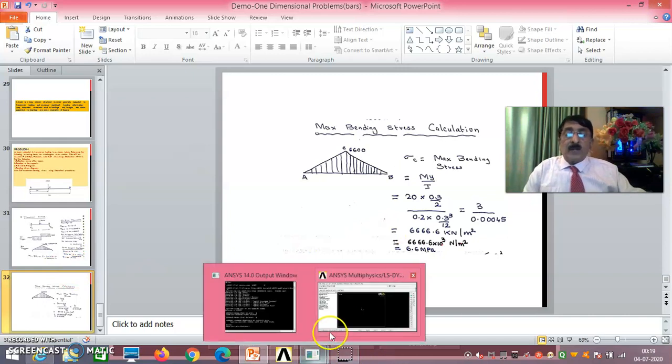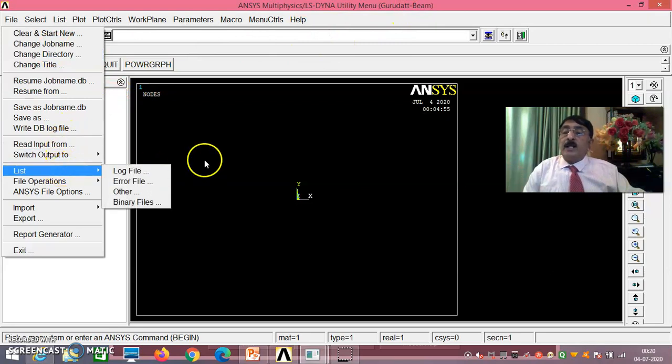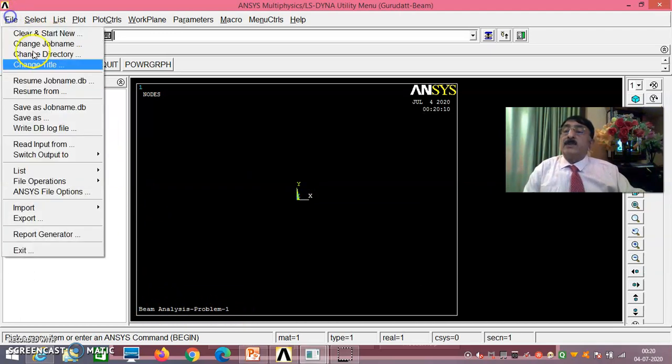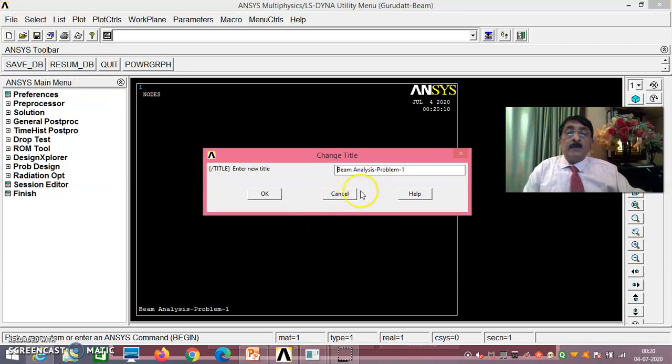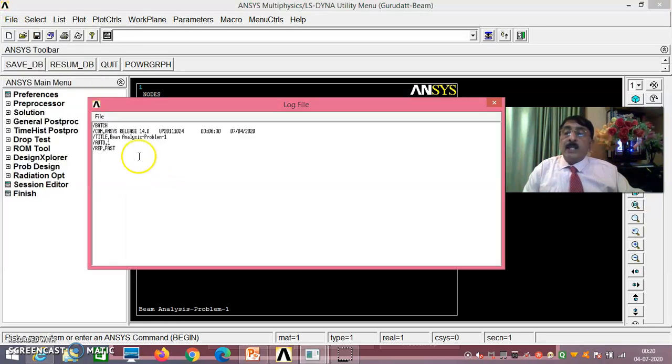Now we'll go for answers. See here, as usual, I have created a fresh file in the name of Gurudat Beam. Also see here, beam analysis problem 1. I have even changed the title: change job name, Gurudat Beam, and change title, beam analysis problem 1. If you see the list of the log file also, up to beam analysis problem 1 has come. Only up to that I have done. As I have told you, whatever you do by graphic user interface, all will be recorded here.